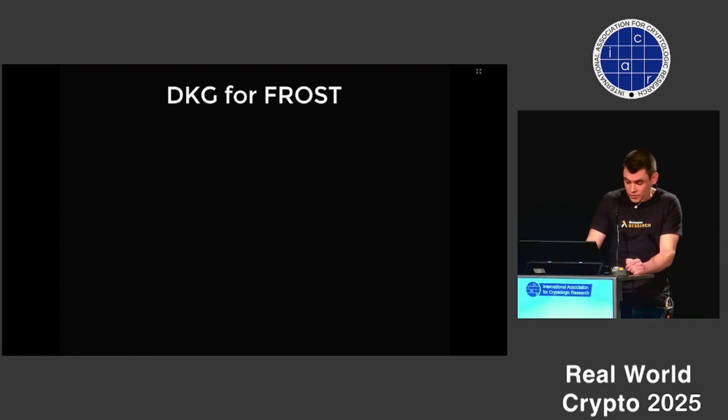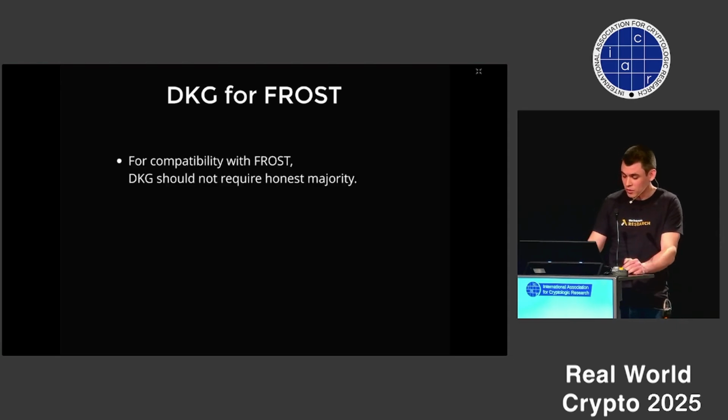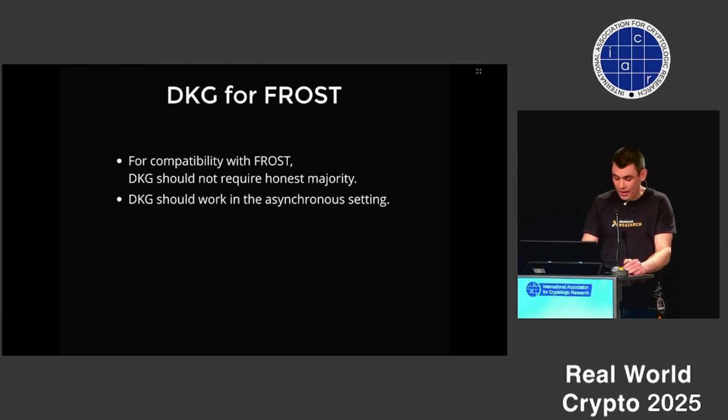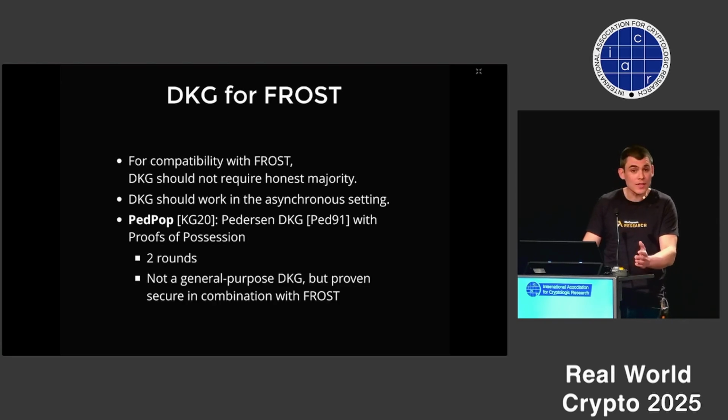What does DKG for FROST look like? There are, of course, many DKG protocols in the literature, but for full compatibility with FROST, we narrow our focus to protocols that support dishonest majority settings, and the DKG should work in an asynchronous network. And with these requirements, we are basically left with variants of PedPoP, Pedersen DKG with proofs of possession, which was originally designed for FROST. It runs in 2 communication rounds, and while it's not a general purpose DKG, it has been proven secure in combination with FROST.